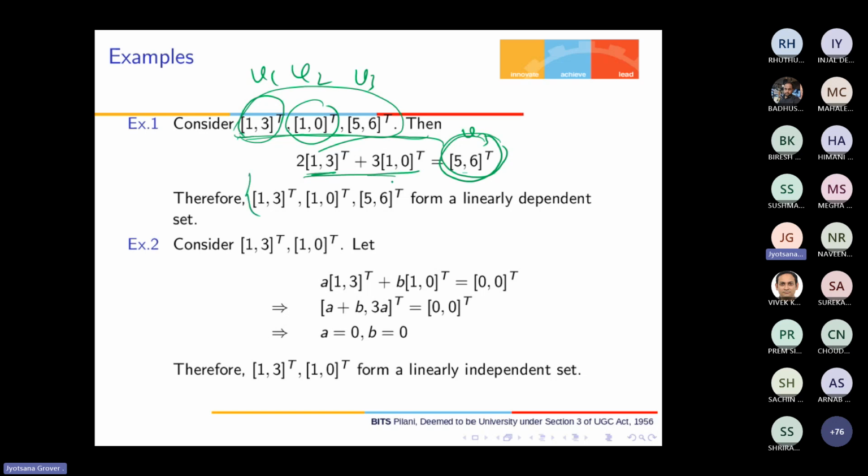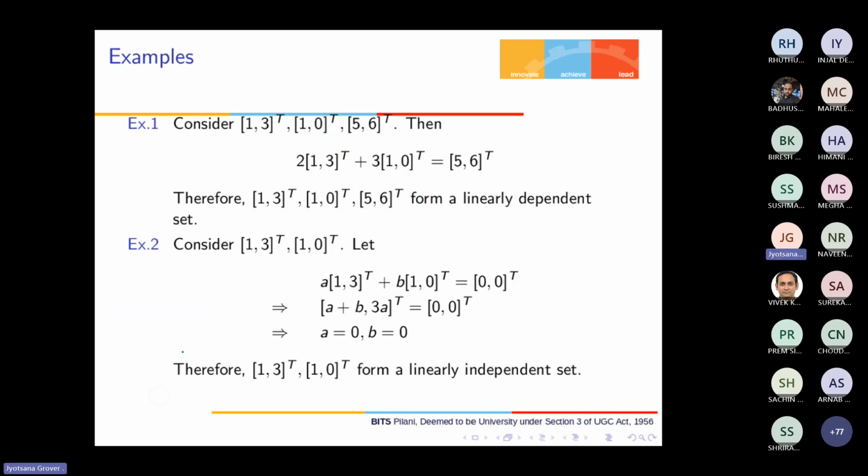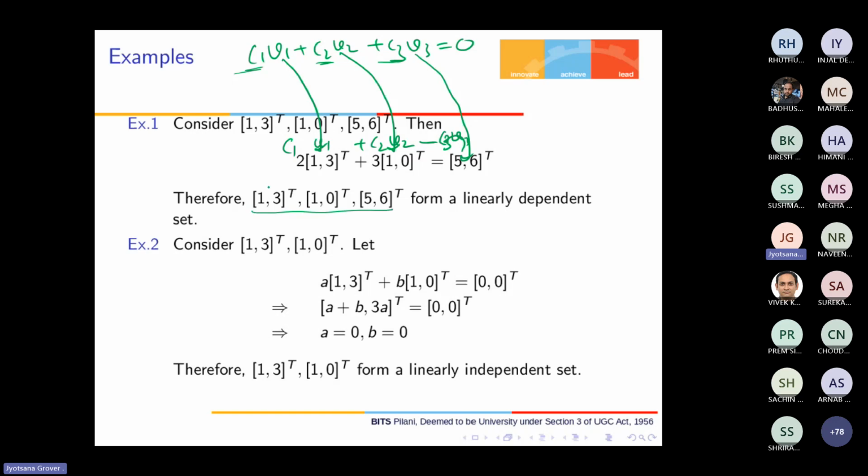Together, this set is a linearly dependent set, because here you get C1 V1 plus C2 V2, and you bring this here, so you get minus C3 V3. So it is C1 V1 plus C2 V2 plus C3 V3 is equal to 0. V1 is this, V2 is this, V3 is this. Now you have at least one Ci which is not 0. That's why you say this is a linearly dependent set. Now, if you want to find whether this is linearly dependent or not, what do you do?